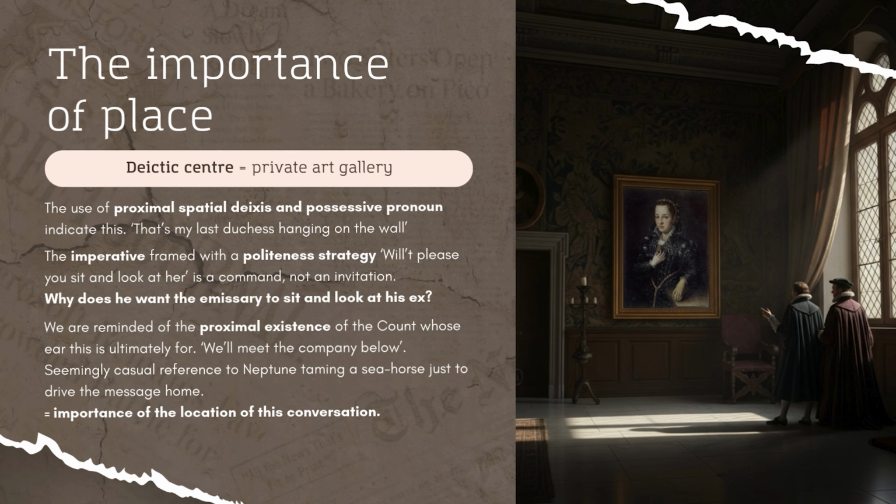And we've got this use of imperative framed within a politeness strategy. "Will't please you sit and look at her?" This is a command, not an invitation, but it's couched in this polite language.